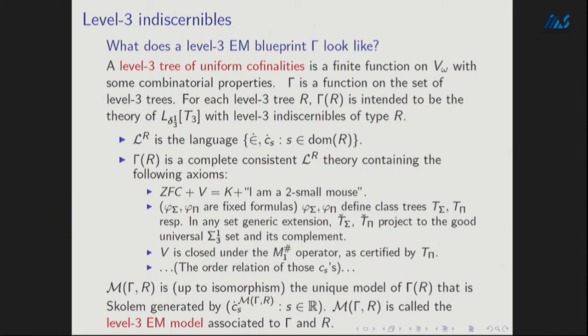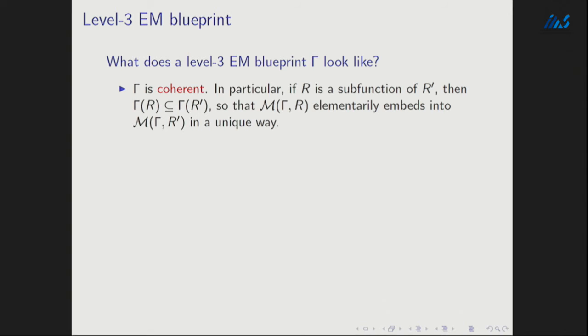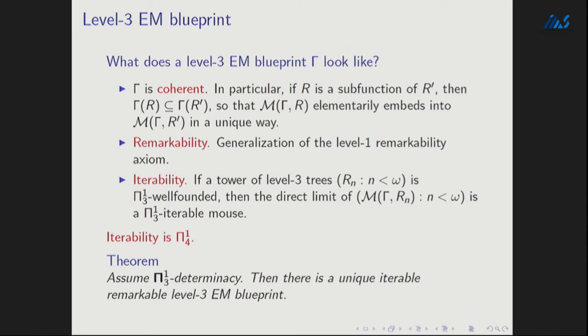And similarly to the lower level, we get an EM model associated to this EM blueprint. And we would like to have something similar to indiscernibility. So, well, now it is of course more complicated. It's more than order indiscernibility, and there is some syntactical formula which is called remarkability, and the higher level analog of remarkability for Π^1_2 is what I call iterability, which is a Π^1_4 condition, which says if something Π^1_3 happens, then the direct limit will be a Π^1_3 iterable mouse.